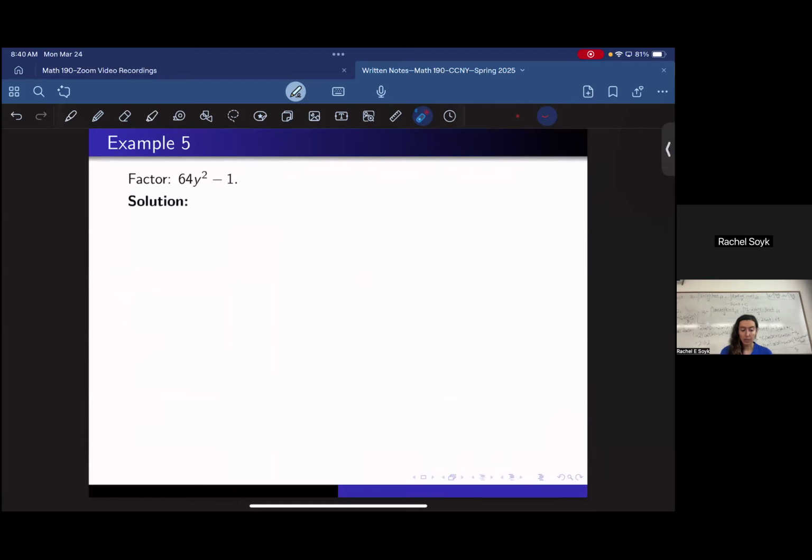So let's look at example 5. We have 64y squared minus 1. Ooh, it looks much easier, right? There's no more trinomial here because those middle terms cancel out. But the process is still the same with finding your perfect square of that first and of that last term.